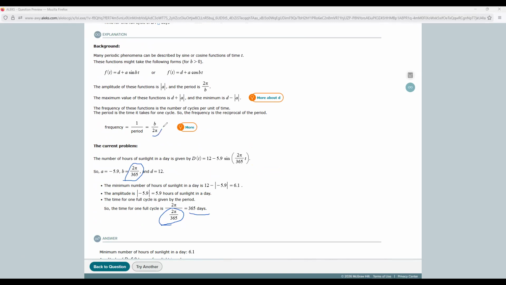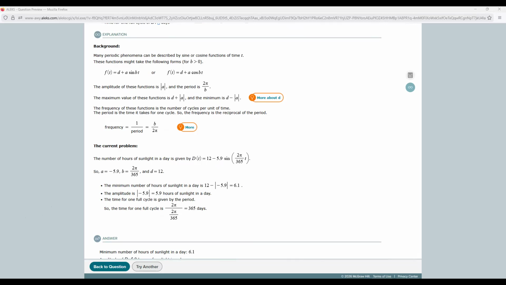So you're basically using this. Oh, I'm sorry. This. So plug that B in, and you get your cycle. Peel off the A, which is right there. Give us our amplitude, 5.9. And that's pretty much it.